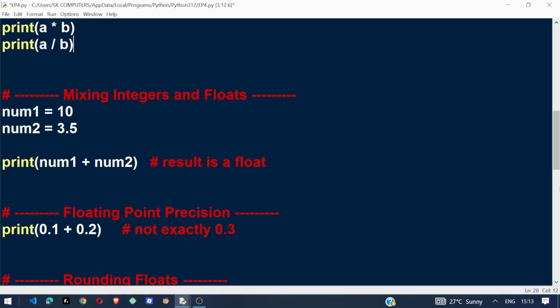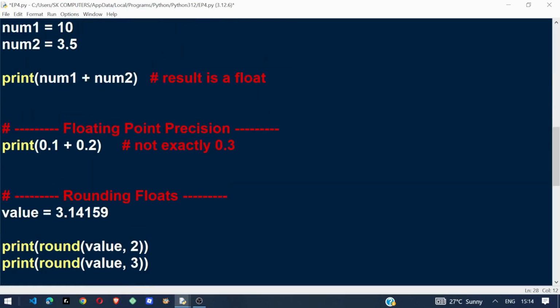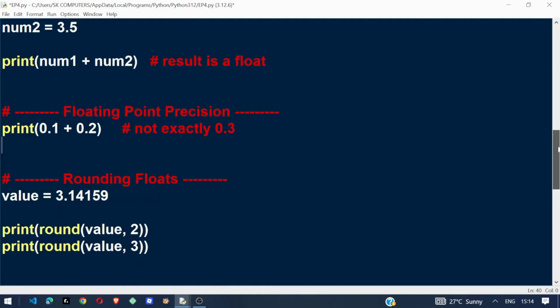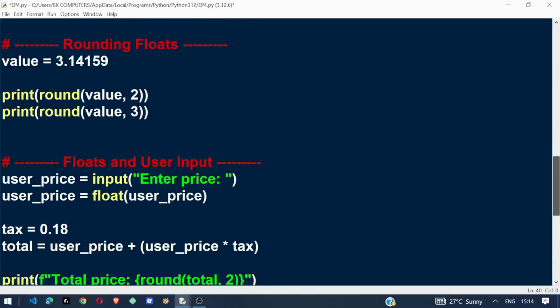This is how we round floats. To deal with long decimals, Python gives us rounding. You can round a number to a specific number of decimal places. This is very common with money and measurements. As you can see here, the value is 3.1 on this number. So we will print and round the value by 2. It will do that calculation and give us the output correctly.